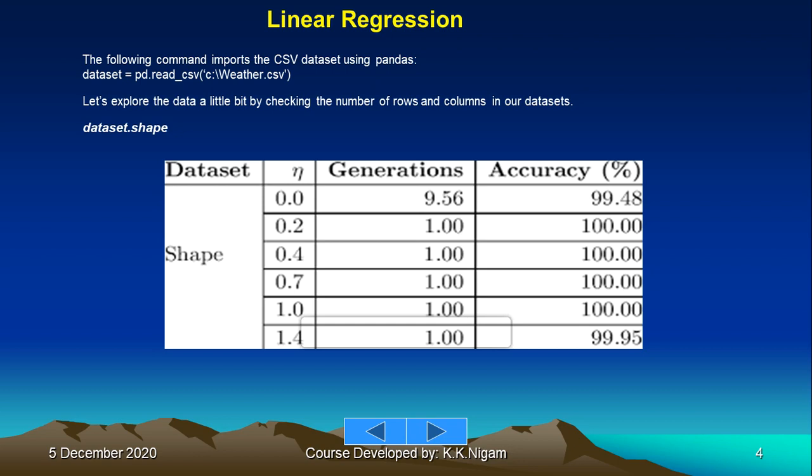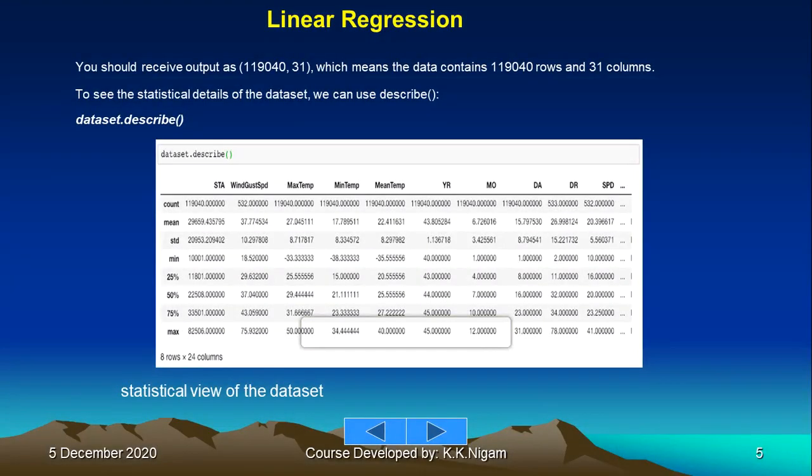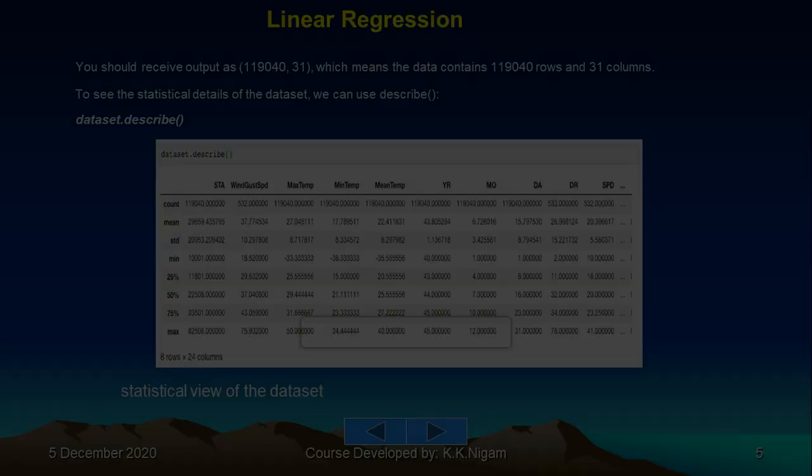So when you give this command, dataset.shape, you will get this kind of a response from the system. You should receive the output as 119,040 rows and 31 columns, which means the data contains 119,040 rows and 31 columns. To see the statistical details of the data set, you can also write dataset.describe. This will give you other details like mean, median, standard deviation, percentiles, etc.